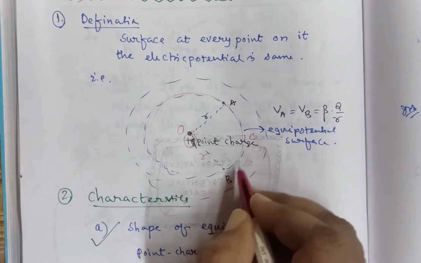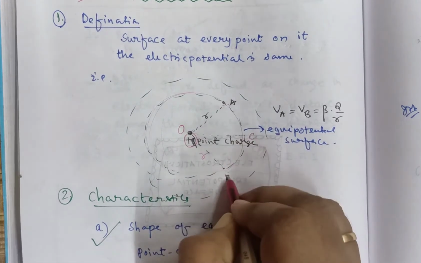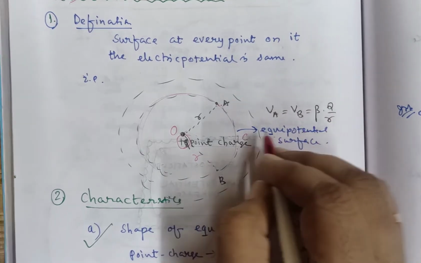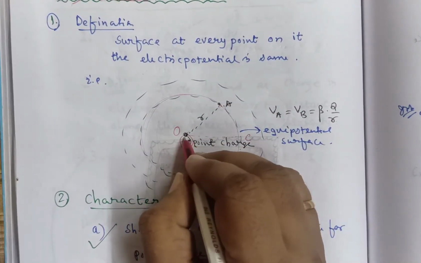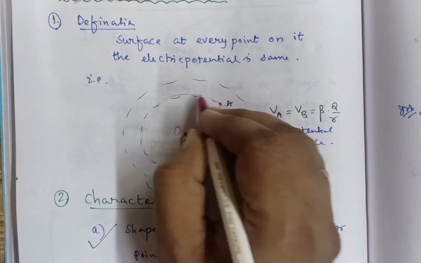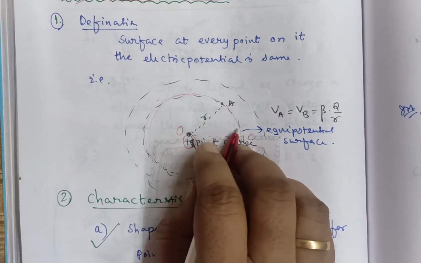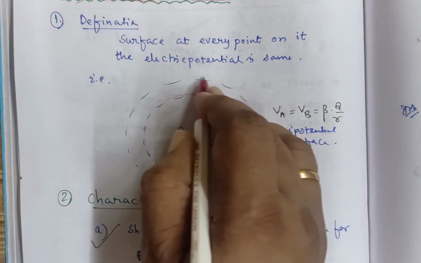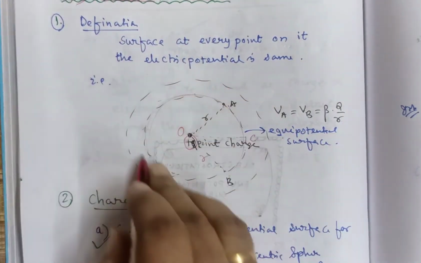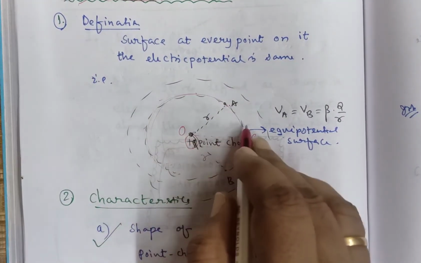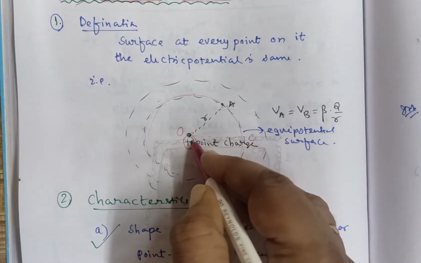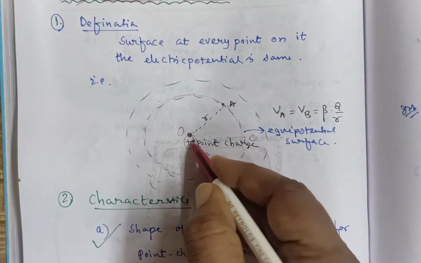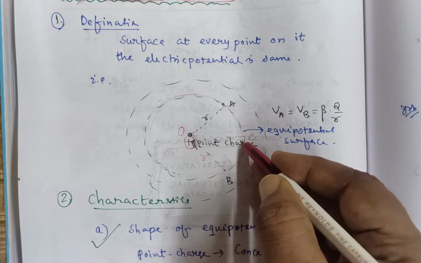At every point on it, if you calculate VA, VB and VC, it will be the source charge divided by distance. That means this is a surface enclosing a point charge, and at every point on it the electric potential will be the same. So this surface is an equipotential surface. Similarly, we can choose another surface at the same equidistance from the point charge O. There will be another equipotential surface for the point charge Q. That means the shape of the equipotential surface for a point charge appears to be spherical.